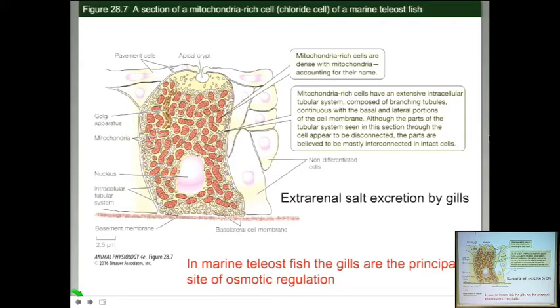Now, in the gills of the marine teleost fish, you have the same kind of salt excretion in similar places in the gills where you had salt uptake in the freshwater fish. And there are mitochondria-rich cells, same type of cell, but these now are the marine type of mitochondria-rich cell compared to the freshwater type. The picture here is given so that you get the idea that there's a lot of mitochondria in these cells because they're doing a lot of pumping.